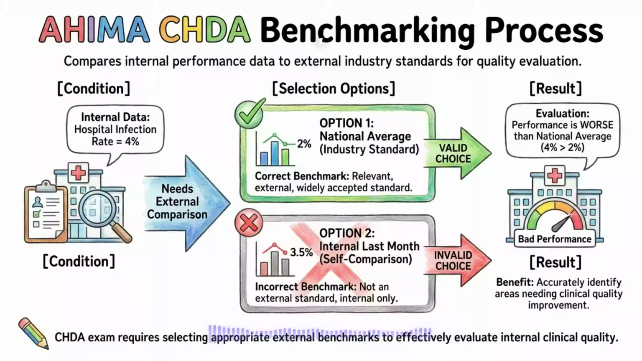Once you calculate these internal metrics, you need a way to know if they are actually good or bad, which requires benchmarking. Benchmarking is the process of comparing your hospital's specific performance data against external industry standards or national averages. If your hospital has an infection rate of 4%, that number means nothing until you benchmark it and discover the national average is only 2%. The CHDA exam tests your ability to select the appropriate external benchmarks to accurately evaluate internal clinical quality.